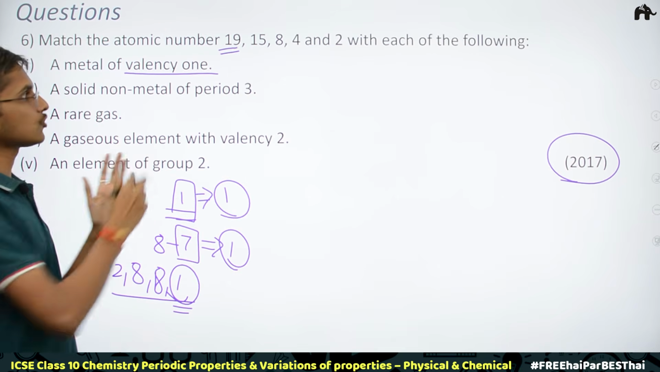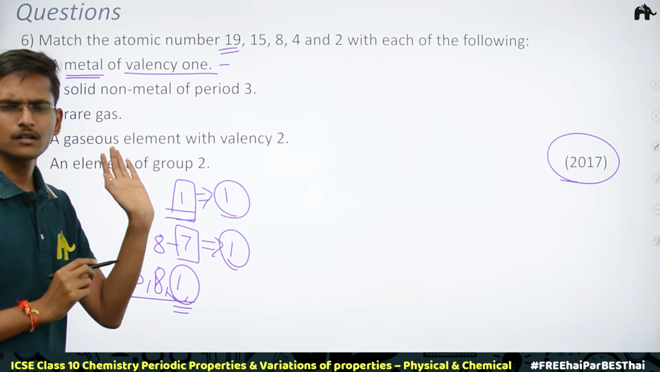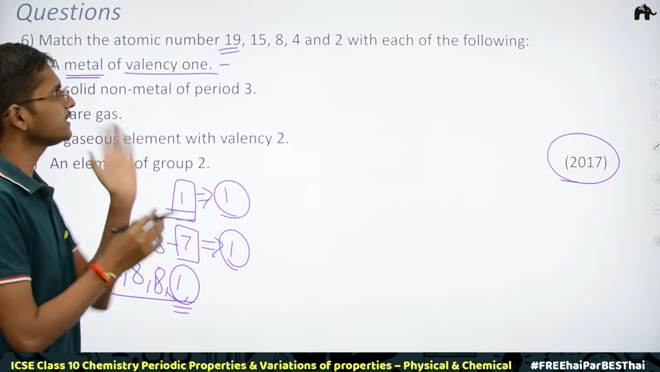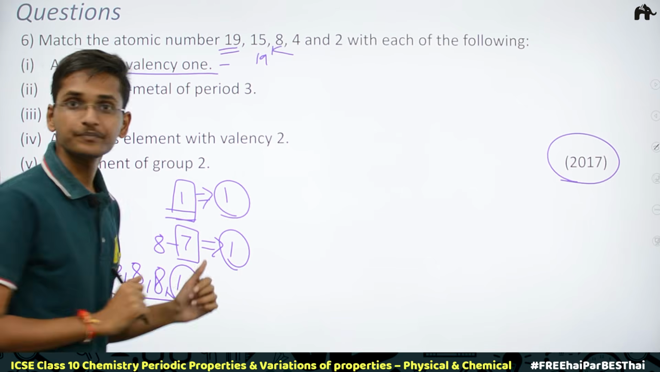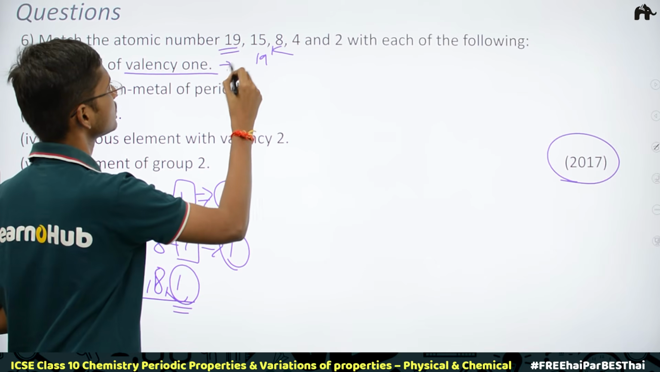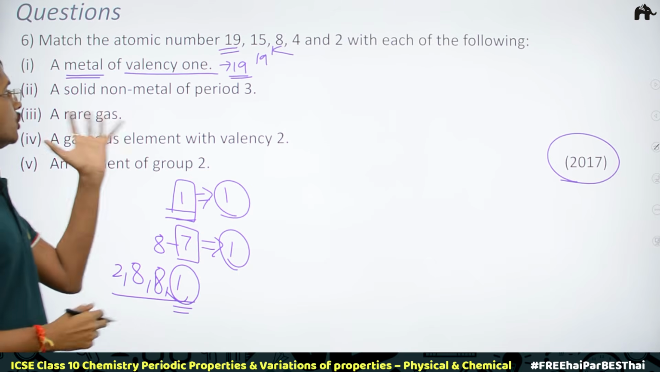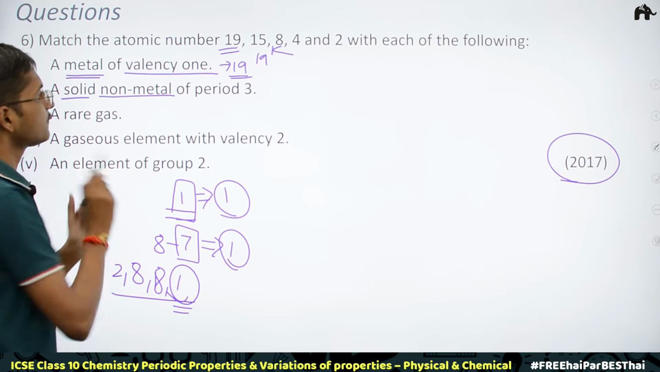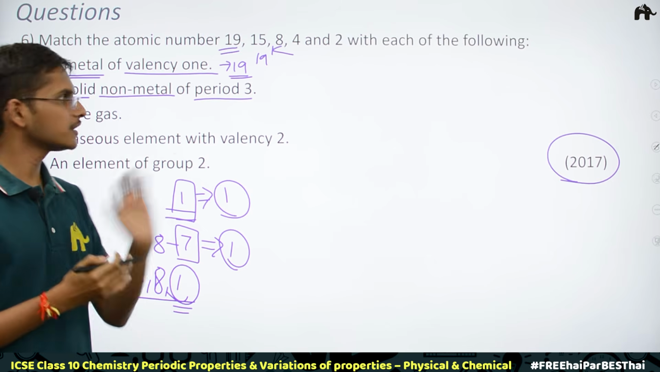Now wait a minute, just don't write 19 here, because we also have to satisfy the second condition. Is it a metal? Let's cross check. So atomic number 19 is potassium, right? And yes, absolutely, it's a metal. So yes, it has satisfied both our conditions. So answer is 19. Then a solid non-metal of period 3. So 3 things we have to cross check about the atomic number. First is period 3.